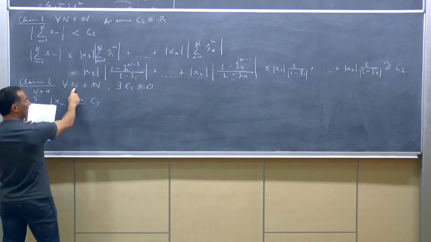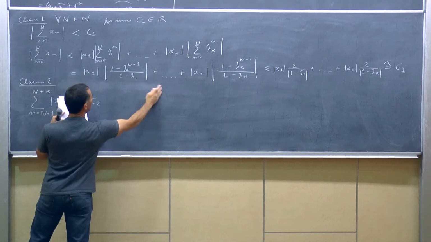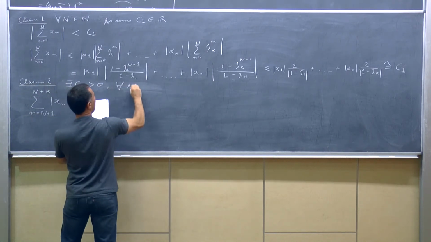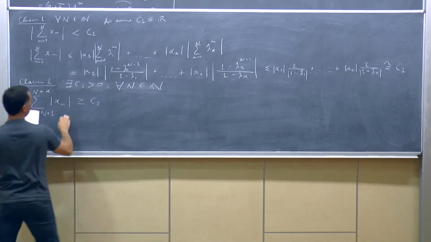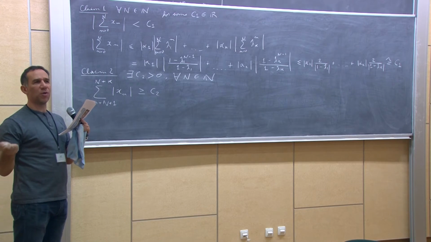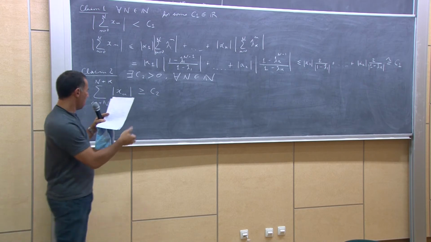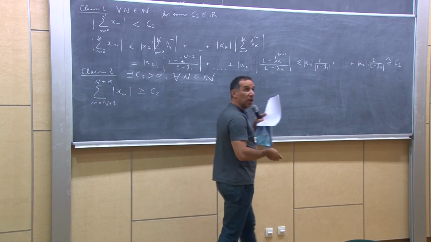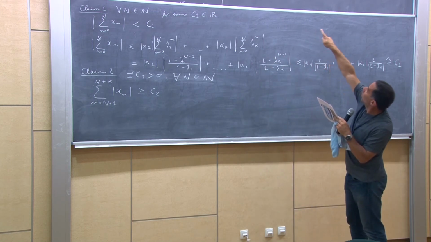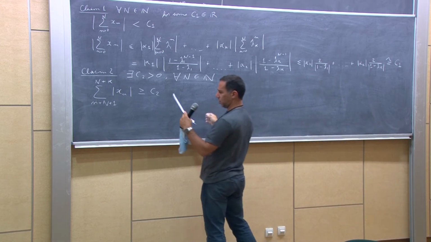So I'm claiming that there is a constant C2, such that for any N, this running sum is going to be bigger than C2. It's bounded below by some constant that's independent of the capital N. K is the same k; I have lambda 1 to lambda k. Okay.